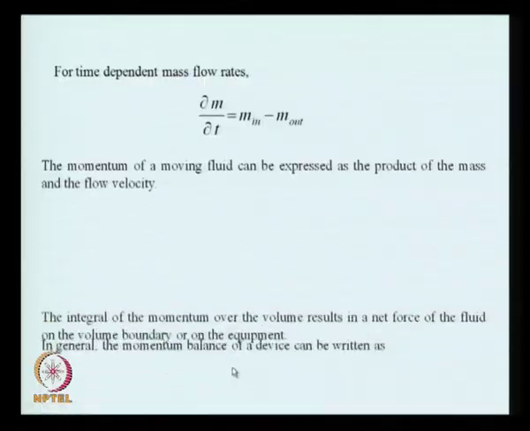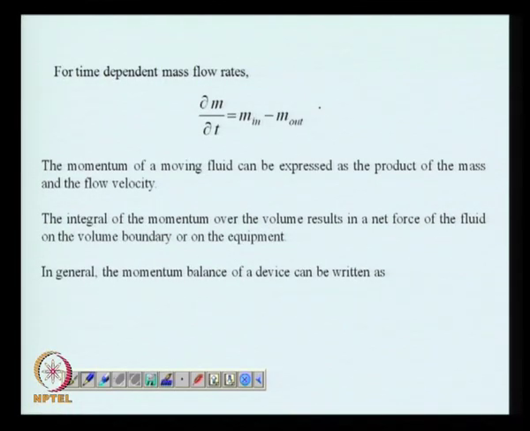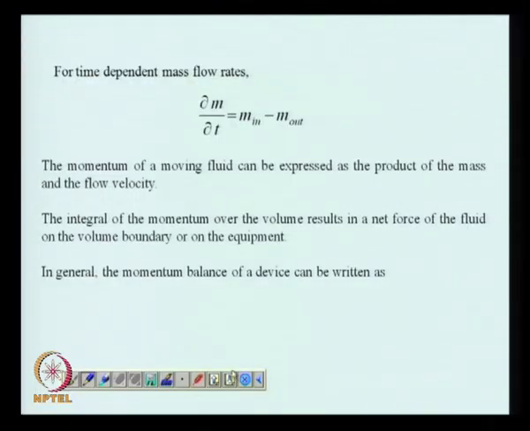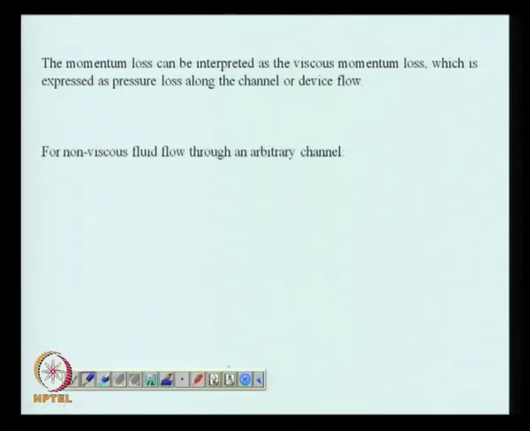So, if we have time dependent mass flow rates, then it is in minus out, and the momentum of the fluid can also be expressed as the product of the mass and flow velocity. If we think about the conservation of momentum, then that would give rise to the equation of motion, and a special form of the equation of motion is the Navier-Stokes equation. So, we would see what are the terms that would be important in the Navier-Stokes equation, and how flow in very long channels can be modified. So, I will skip part of it.